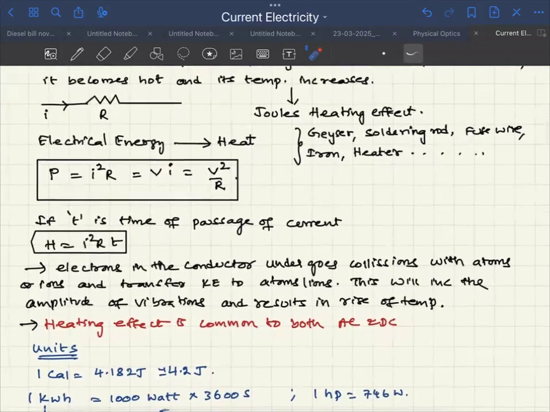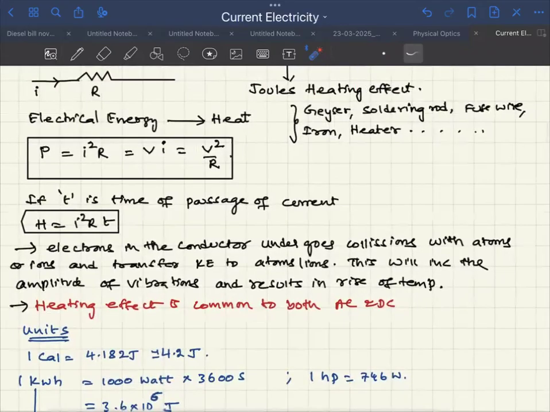So actually, why is there heat? That also we should check. Why will there be heat? Why are we observing heat? Then go back to the first class, the very basic treatment of current. What exactly is a current? It is due to the drifting of electrons.